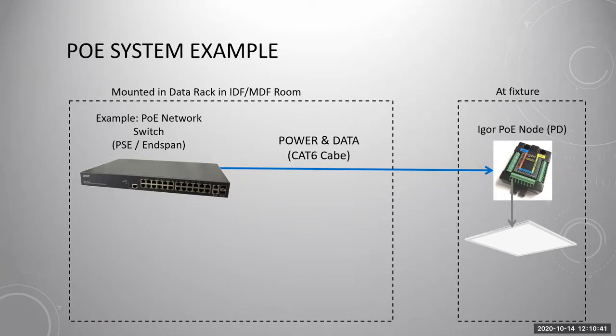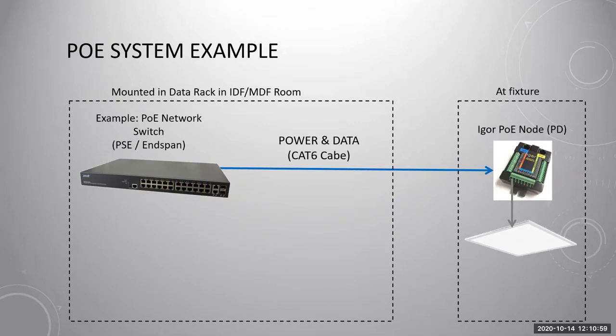100 meters, roughly 330 feet. And so on any of the projects we've done, we've never run into an issue where we couldn't get to a light fixture or to a device within 300 feet of a closet. So that's usually not an issue. But then at the end of that cable, you've got your PD.